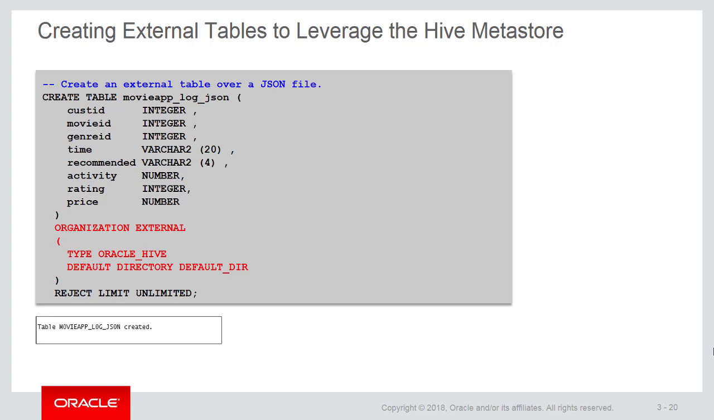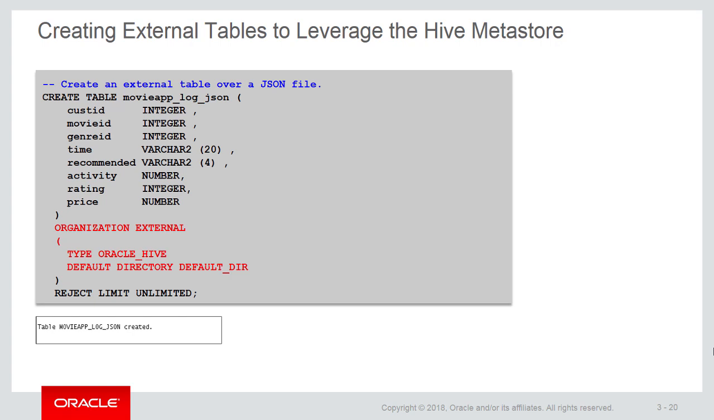The slide example creates an external table named movie app log JSON to access Hive data. Because no access parameters are set in the statement, the Oracle Hive Access driver uses the default settings to do the following: connects to the default Hadoop cluster, uses a Hive table named movie app log JSON. An error results if the Hive table does not have fields named cust ID, movie ID, and so on. It also sets the value of a field to null if there is a conversion error, such as a recommend value longer than 4 bytes.